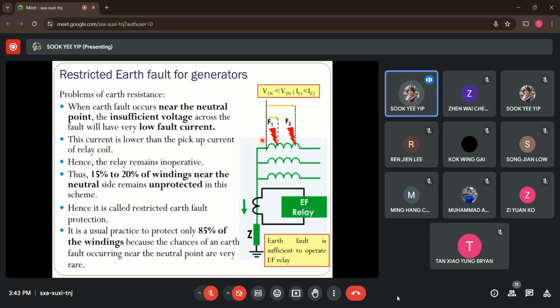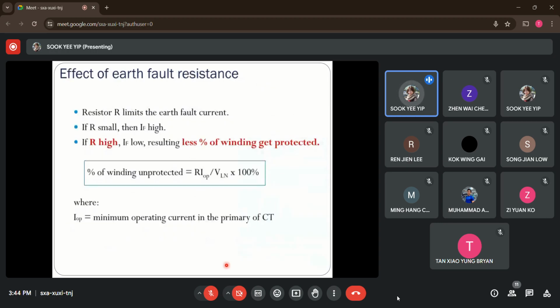Due to these reasons, only 10% up to 20% of the stator winding near the neutral point remains unprotected if we are using this scheme. That's how it got its name, restricted earth fault protection. Practically, we will have 85% of the stator winding protected by using this scheme. Why? Because the chance of having an earth fault near the neutral point is quite rare. Okay, now let's move on to the next slide here.